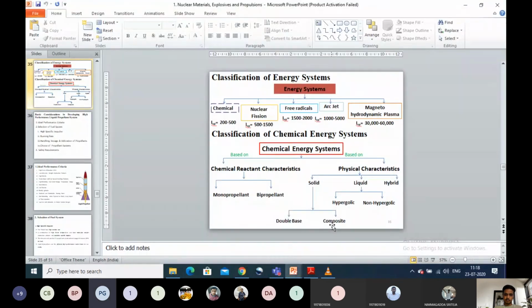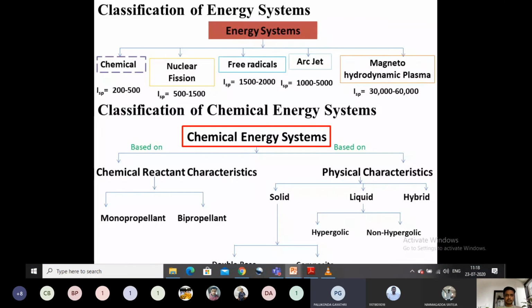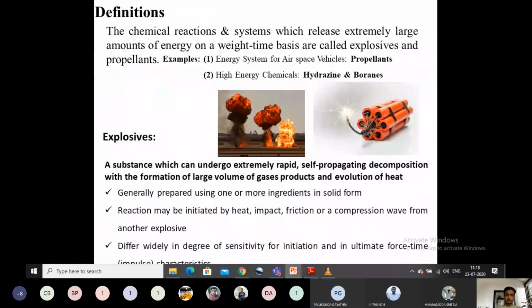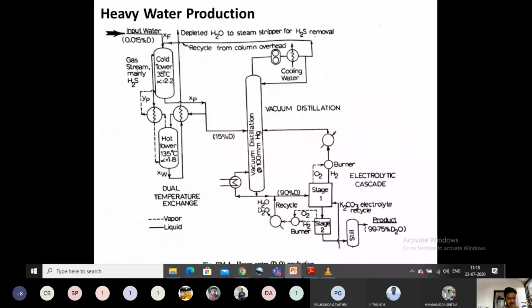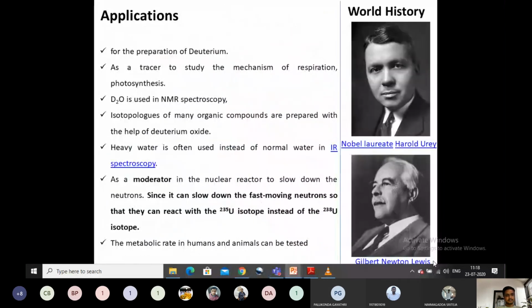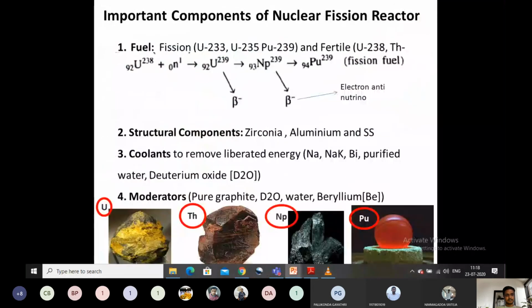Components of nuclear fission reactors. Sorry, voice was not clear. Important components of nuclear fission reactors. Yeah, nuclear components. Okay, good topic. Everybody apart from fission and fusion, today everybody is selecting a tough choice. Okay, I appreciate. Yeah, you can go ahead.